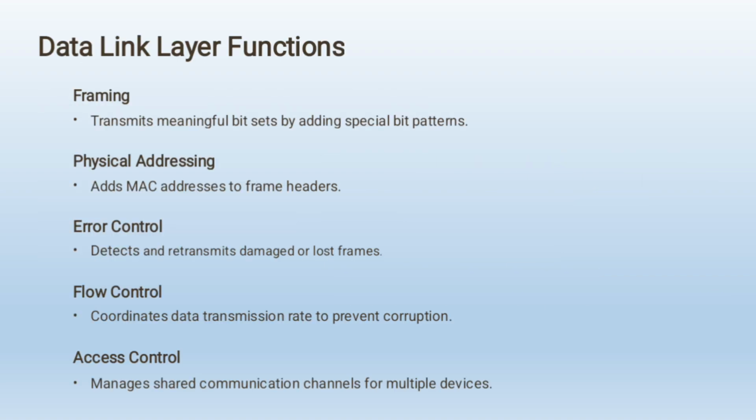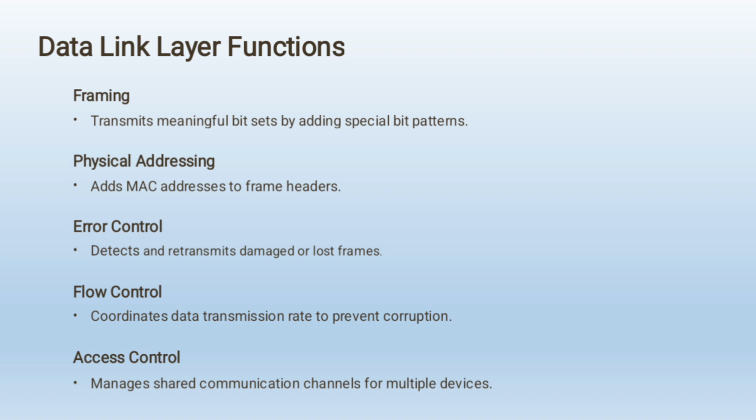First one, framing. The data link layer divides the stream of bits received from the network layer into manageable data units called frames. Next one, physical addressing. Frames are to be distributed to different systems on the network. The data link layer adds a header to the frame to define the physical address of the sender and receiver of the frame. Next one, error control. The data link layer adds reliability to the physical layer by adding mechanisms to detect and retransmit damaged or lost frames.